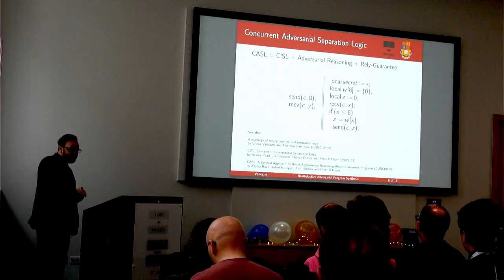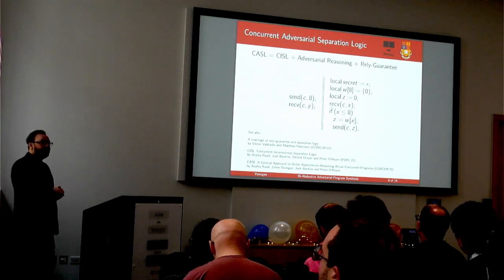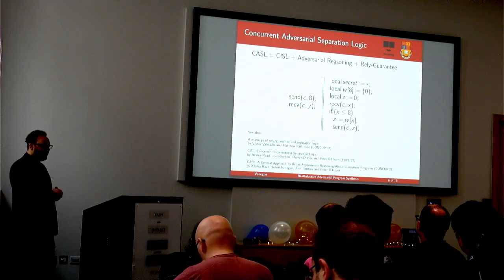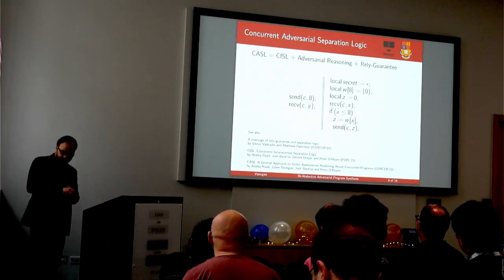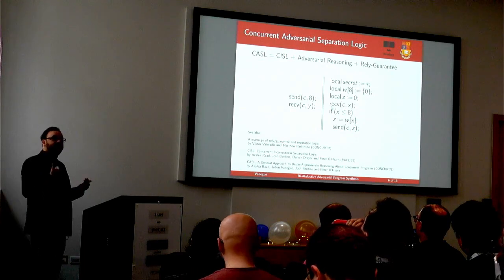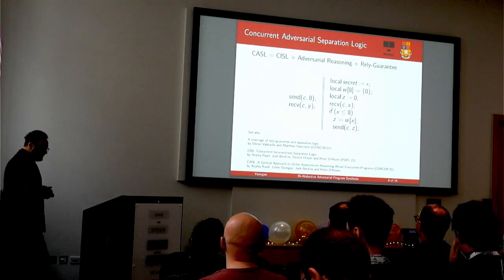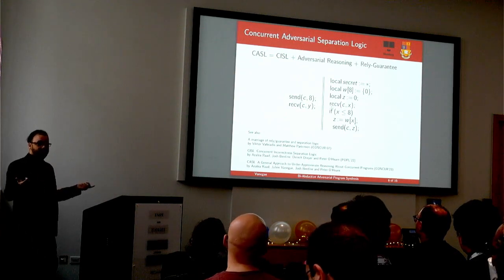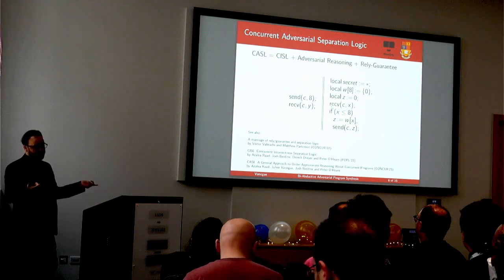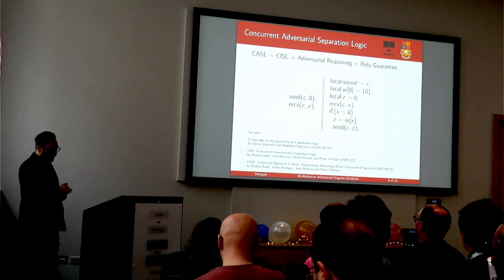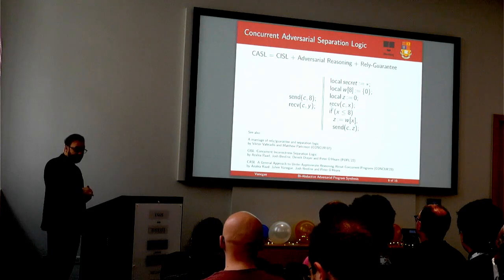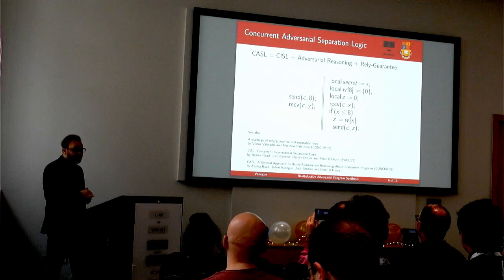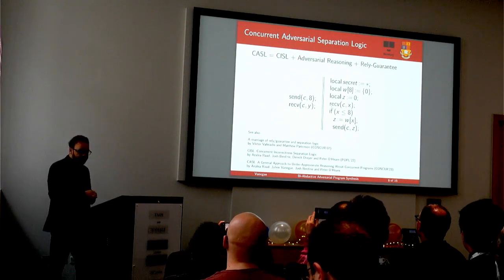Working with Azalea Raad from Imperial, we were able to generalize this concept to a new logic we call Castle, for concurrent adversarial separation logic. Not only does this add the ability to reason about pointers using the separation logic primitives, but it also uses rely-guarantee that allows us to have modular proofs between the adversary and the target program. So similarly, in this small example, you have on the left-hand side an adversary, on the right-hand side a target program, and the target program holds a secret.